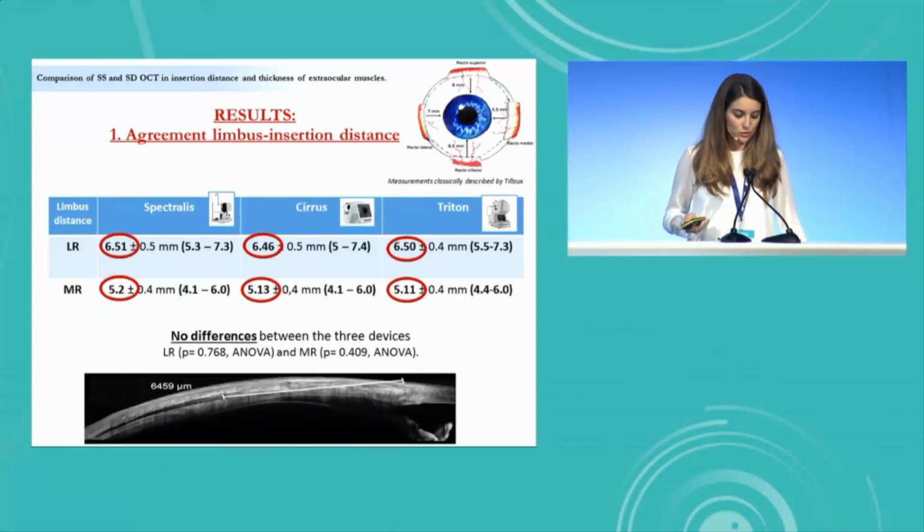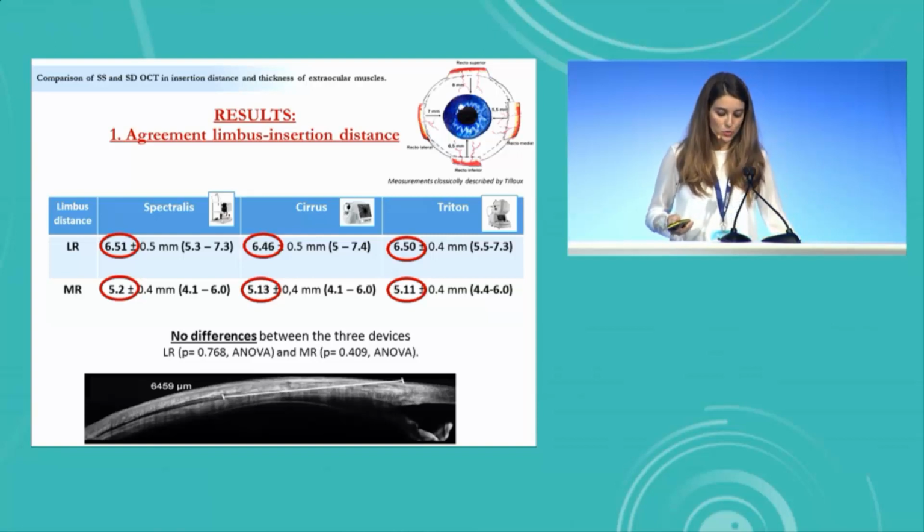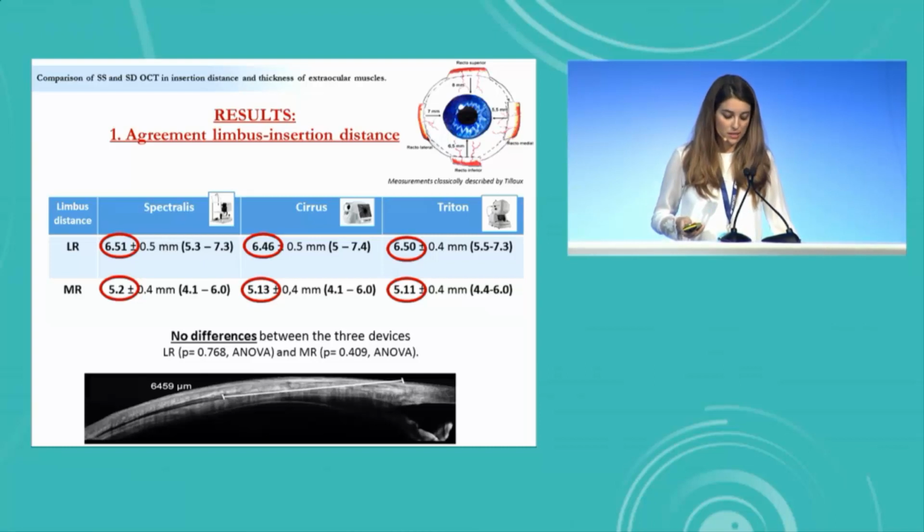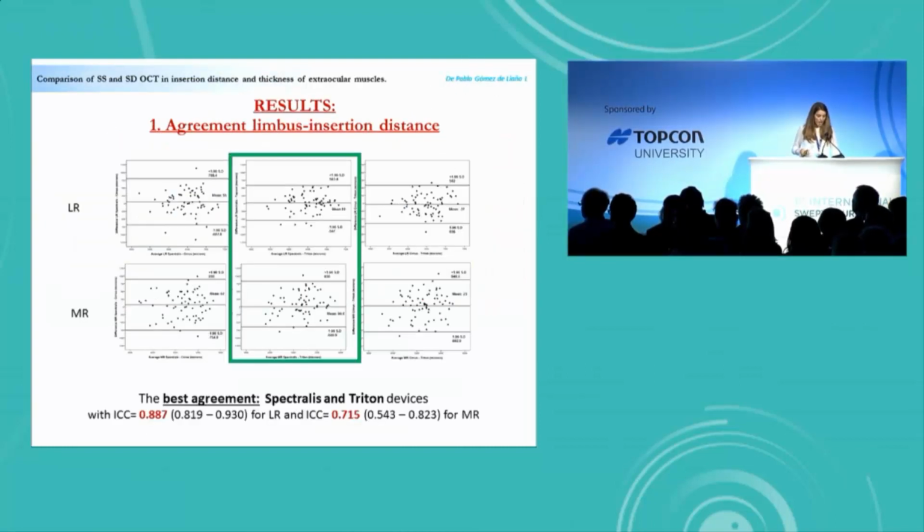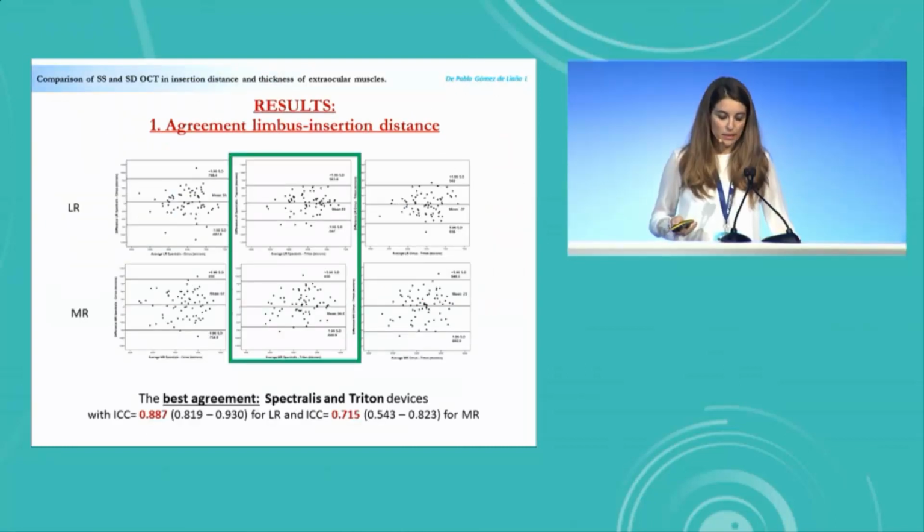Regarding the lateral rectus distance to the limbus, the mean was about 6.5 millimeters with the three devices, and for the medial rectus, the mean distance was from 5.1 to 5.2 millimeters. There were no differences between the three devices in the mean distance. The results of the ICC and the Bland-Altman plot showed the best agreement between Spectralis and Triton devices.